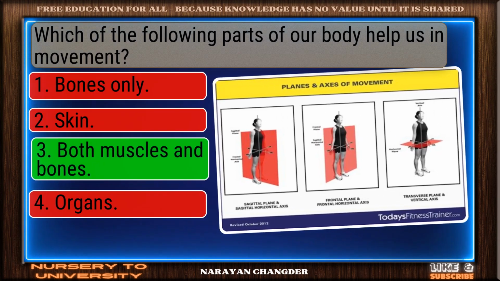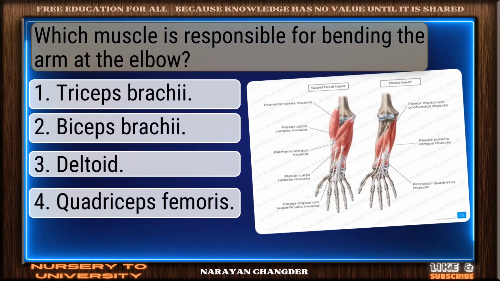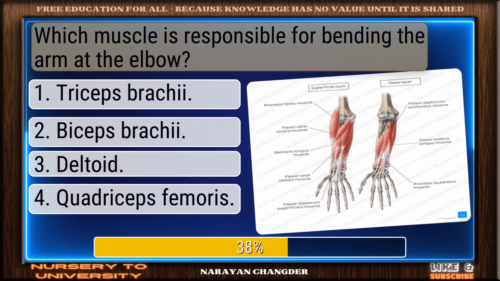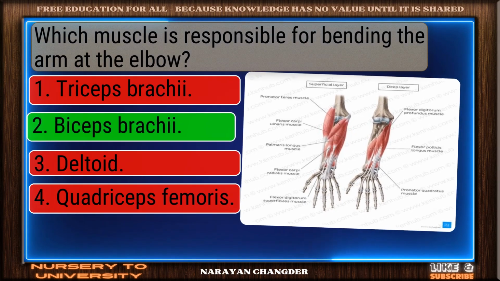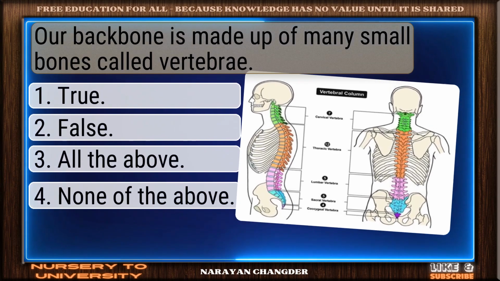Excellent choice. Both muscles and bones is the right answer. Which muscle is responsible for bending the arm at the elbow? Strong choice. Biceps brachii is the right answer. Our backbone is made up of many small bones called vertebrae.